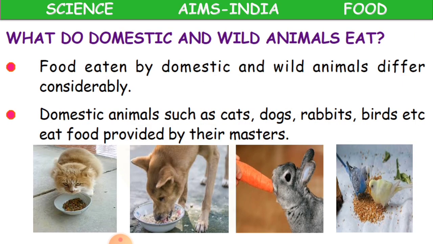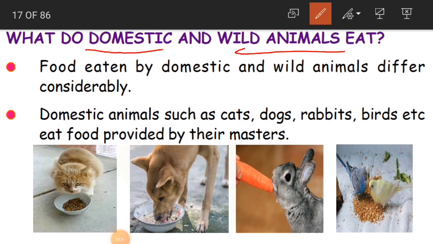Clear, children? Yes. Now, do domestic and wild animals eat? So what are domestic animals? Domestic animals are those animals which are adapted by us, by human beings. We have our pet dogs, cats, rabbits, some birds also, all of which live along with us in our houses or in our front yards or back yards. Cattle also, cows, all that. So they all come under domestic animals.